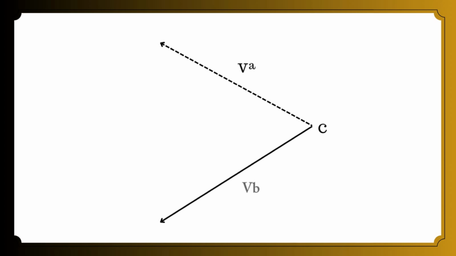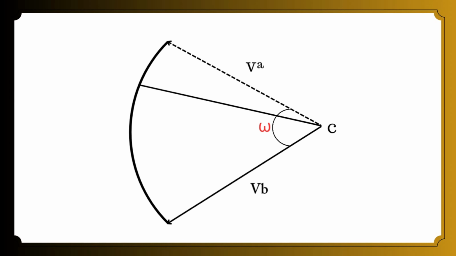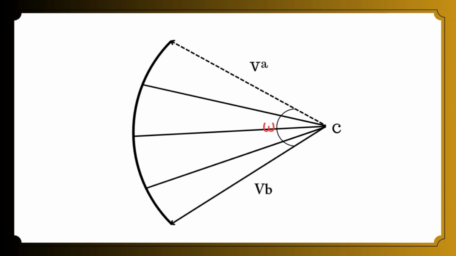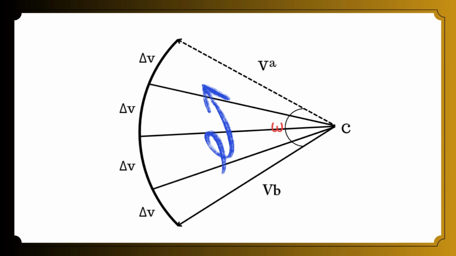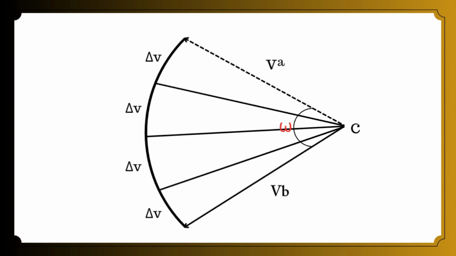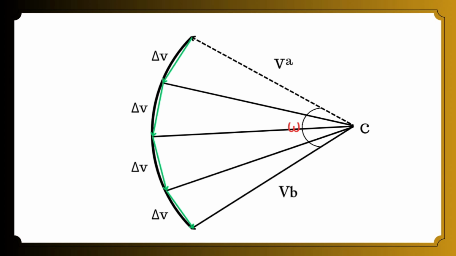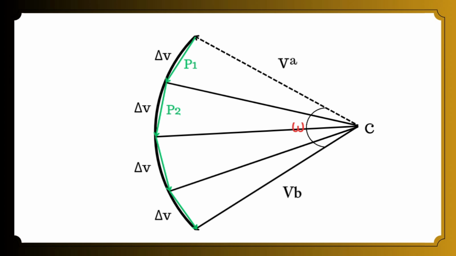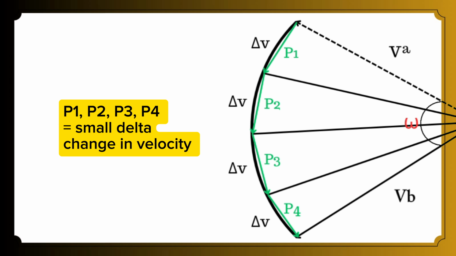Zooming into the exterior angle of C, we can see the velocity vector A upon rotating through an angle omega becomes vector B. We can divide this change into multiple small portions, where the velocity goes through small delta V changes along the arc to find the resultant vector from vector VA to vector VB. For the sake of simplicity, let us divide it into only 4 portions and join all the tiny delta V vectors to get vectors P1, P2, P3, and P4. Each of the tiny vectors P1, P2, P3, P4 essentially represent the small delta change in velocity.